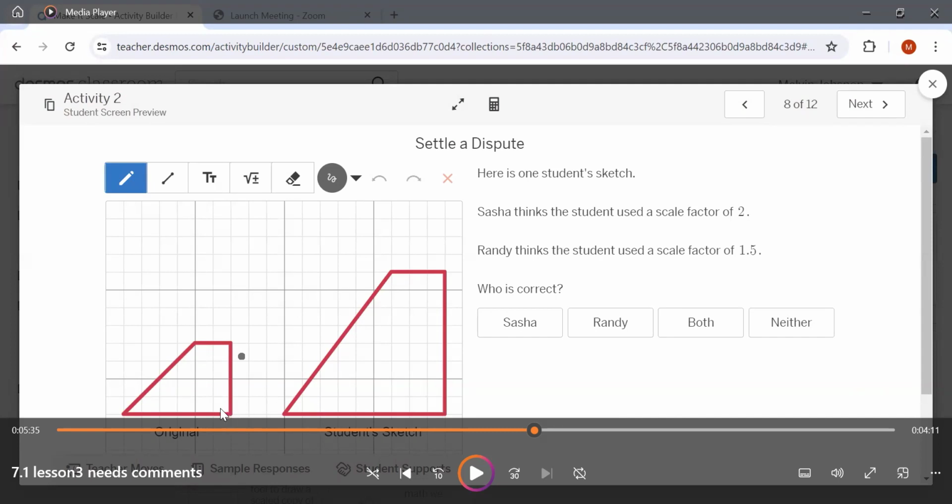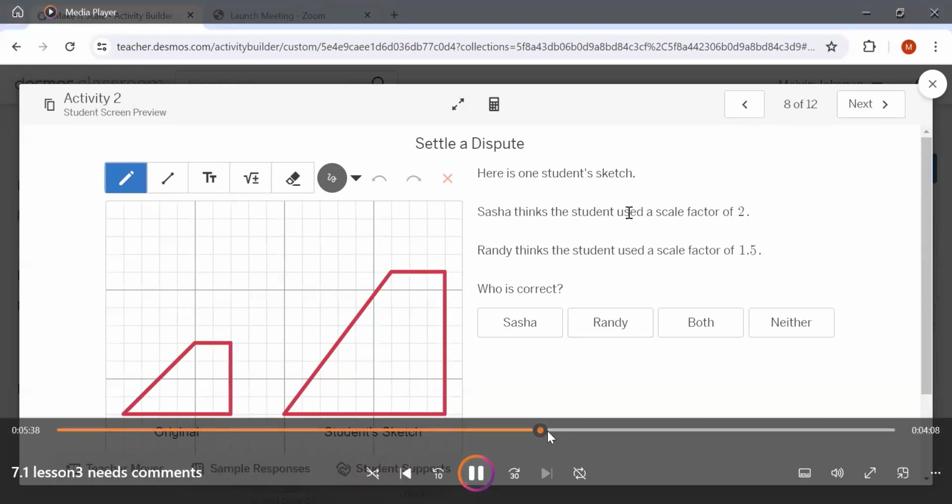Now, if I do this, 1, 2, 3, 4, this is 8, and the original will be 6. Then we know this is not a scale copy. 1, 2, 3, 4, 5, 6, 7, 8. So therefore, the scale factor between this side and this side is 2. And the scale factor from this side to this side is 1.5. If they are different, that means this is not a scale copy. So neither is correct.